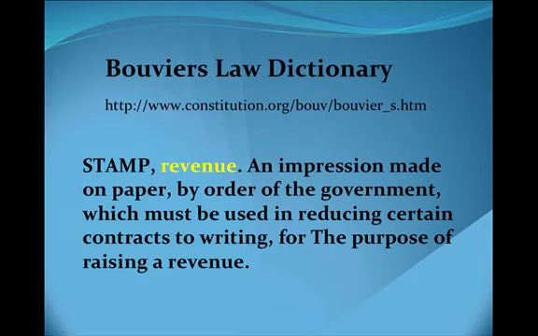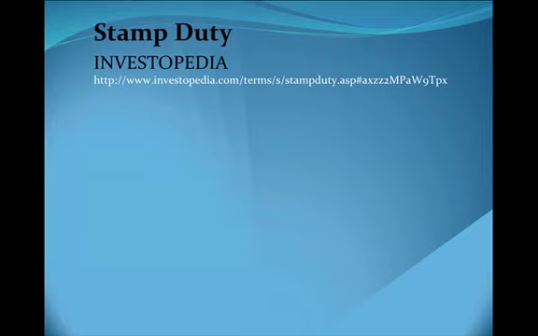Now, the first thing we're going to find here is that stamp straight out means revenue. Very interesting that, isn't it? An impression made on paper by order of the government, which must be used in reducing certain contracts to writing for the purpose of raising a revenue. They tell you what they're doing straight away there. If you put a stamp on, you're actually raising revenue. So that gives us a bit of a clue to what's going to happen next.